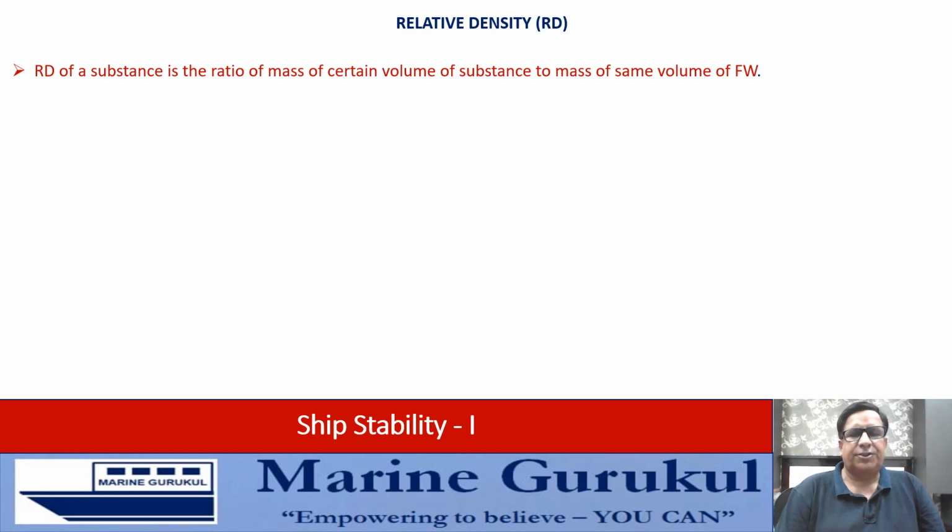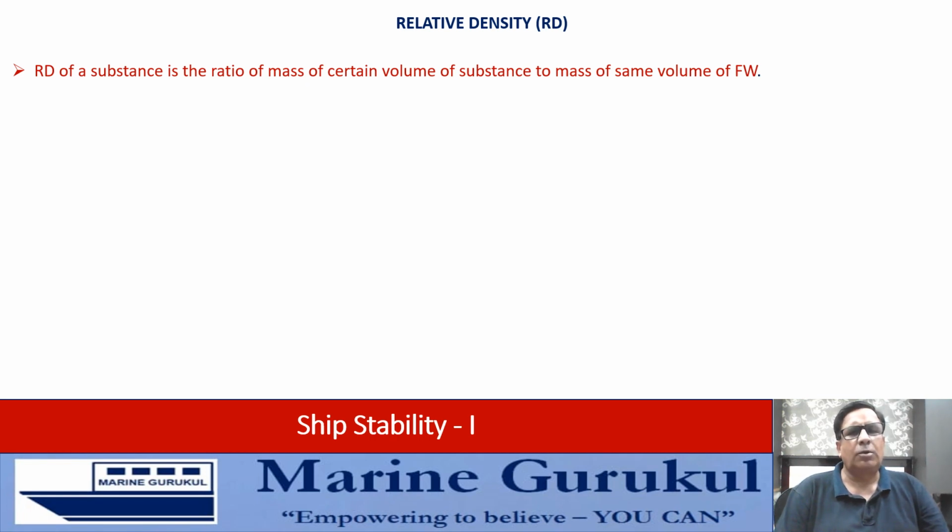Relative density of a substance is the ratio of mass of a certain volume of that substance to the mass of the same volume of fresh water. That means we take the same volume of the substance and the same volume of fresh water, we measure their masses, and the ratio of the masses then becomes the relative density of that particular substance.